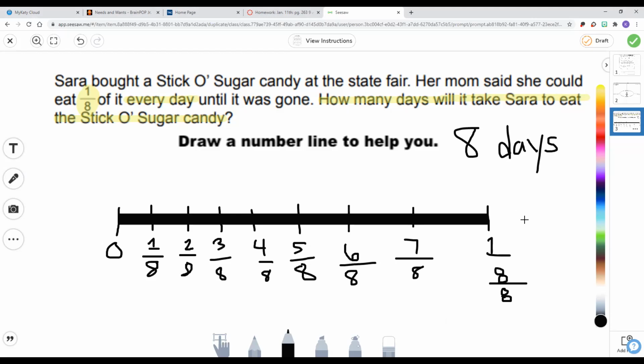So this is what it would look like to see a fraction in word problem format. I just want you to get an idea of it. This is what it would look like in word problem format.